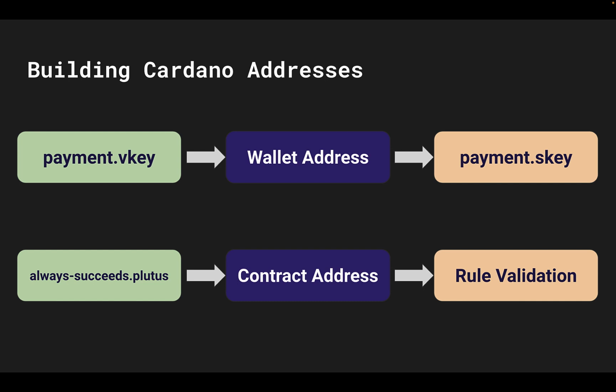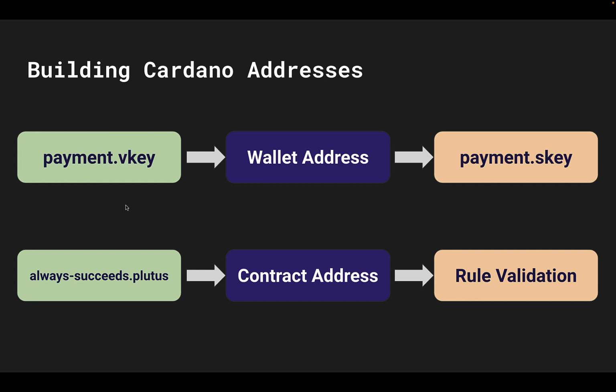Let's review this diagram from module 101. Earlier in this module, when you learned how to build Cardano addresses with Cardano CLI, you saw that we can use a public key to generate a wallet address, and that when we spend UTXOs from that wallet address, we must have the private key associated with the public key.